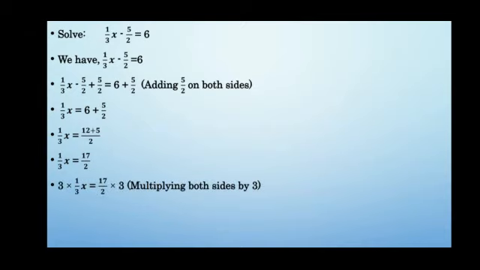Just simplify the right hand side by the LCM method. Then we have (1/3)x = 12/2 + 5/2. Then we have (1/3)x = 17/2. Again, we have to find the value of x. So we have to remove 1/3 from the left hand side. So what should we do? Yes, just multiply by 3 on both sides. When we multiply by 3 on both sides, we get x = 51/2. Hence, 51/2 is the solution of the given equation.